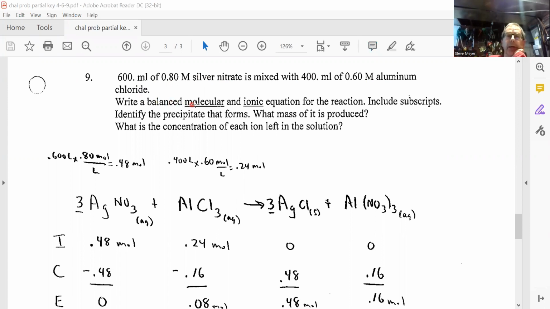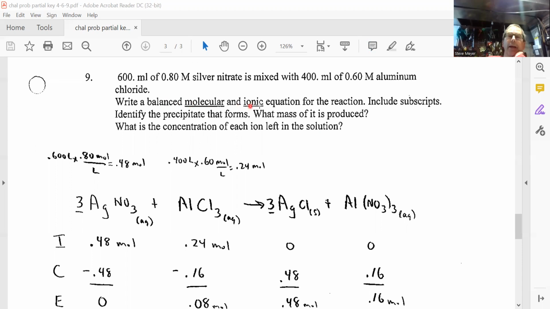And we're asked to write a molecular and ionic equation, identify the precipitate, find the mass of the precipitate, find the concentration of each ion left in solution. Whoa, that seems like a lot of stuff. Okay, let's break it down and look at coming up with a molecular equation, which I do here.